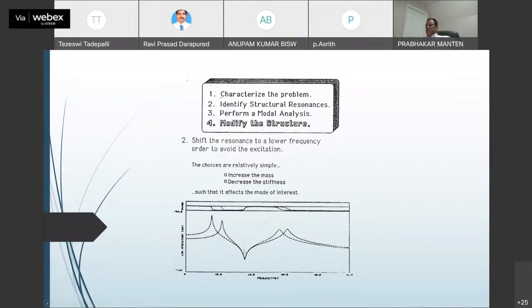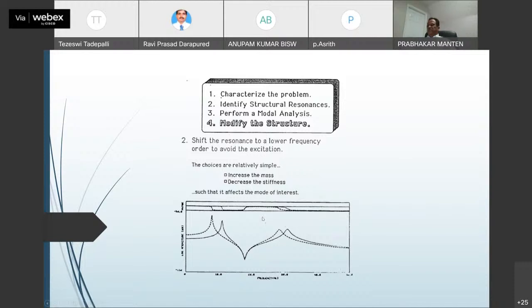This is the original, and you don't want this. You want to shift it to the lower side. How do you do that? The choices are relatively simple. Increase the mass, or decrease the stiffness. K over M. K in the numerator, M in the denominator. So reducing K or increasing mass will shift the frequency so that it affects the mode of interest. Okay, it will move down.